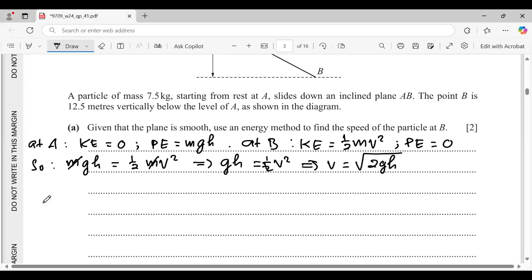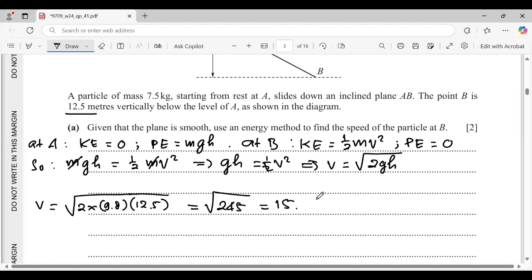So we can find the velocity, or speed: 2 times 9.8 times 12.5, according to this information. So the result is the square root of 245, which is 15.65 meters per second.